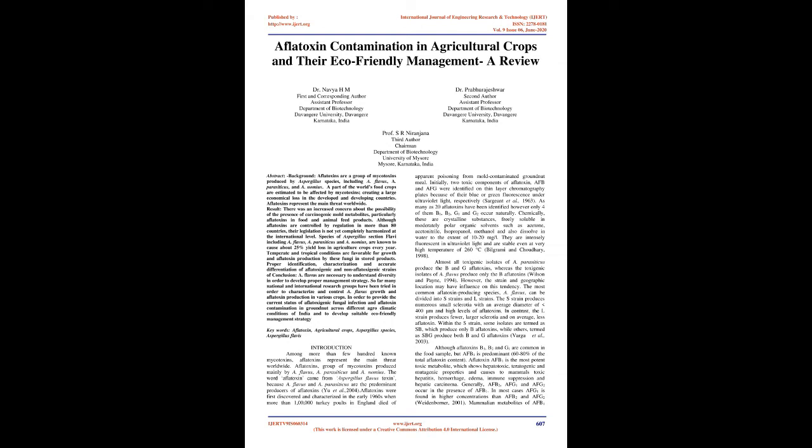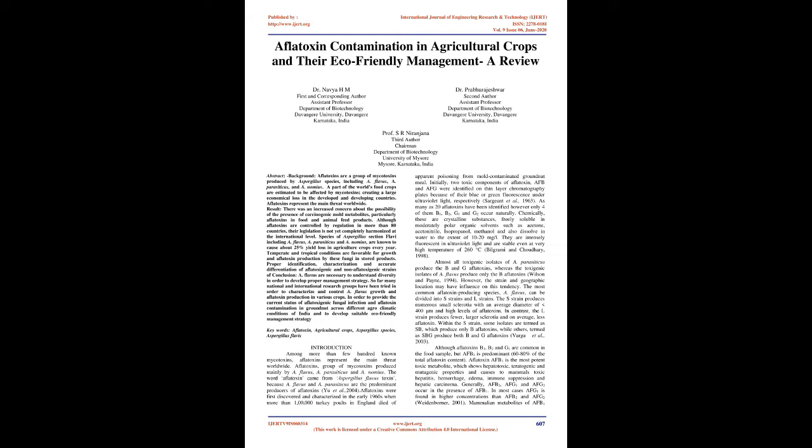The most common aflatoxin-producing species, A. flavus, can be divided into S strains and L strains. The S strain produces numerous small sclerotia with an average diameter of 400 µm and high levels of aflatoxins. In contrast, the L strain produces fewer, larger sclerotia and on average, less aflatoxin. Within the S strain, some isolates are termed SB, which produce only B aflatoxins, while others, termed SBG, produce both B and G aflatoxins.